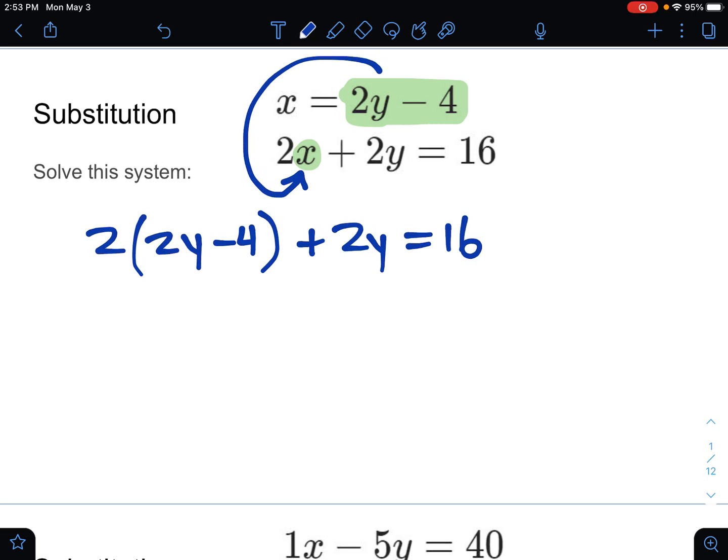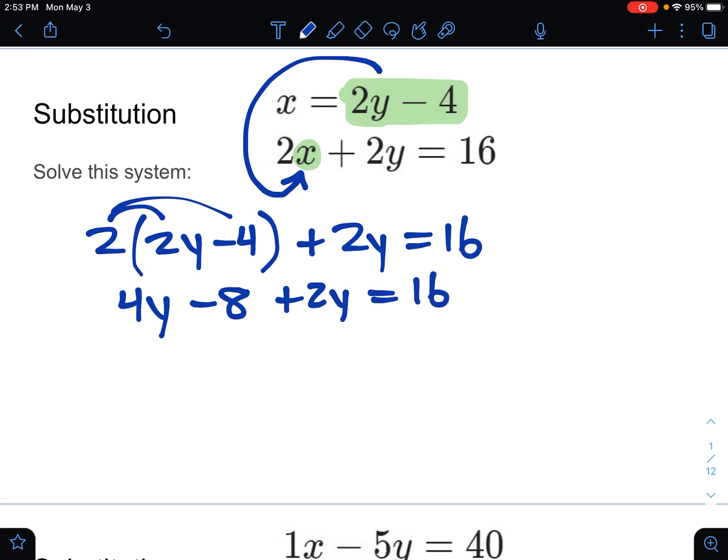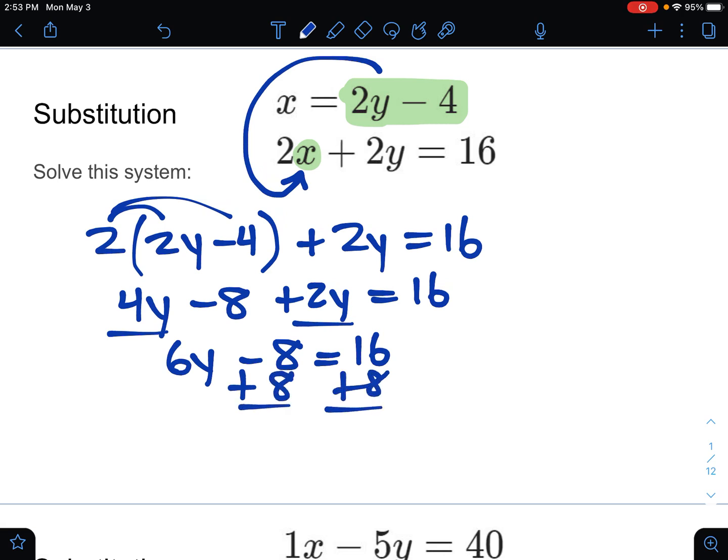Then we're going to solve this equation for y. Multiplying the 2 in would be 2 times 2y, which is 4y. 2 times the negative 4 is a negative 8. And then bring down the rest of the equation. Then we're going to combine like terms and get y by itself. So 2 steps from here: adding 8 to both sides gives us 24 equals 6y, and then dividing by 6 will give us y. y is equal to 4.